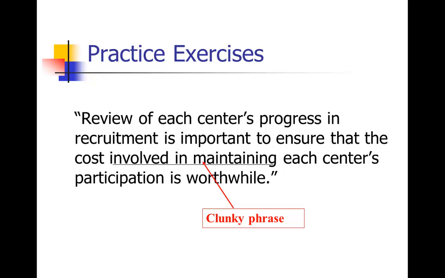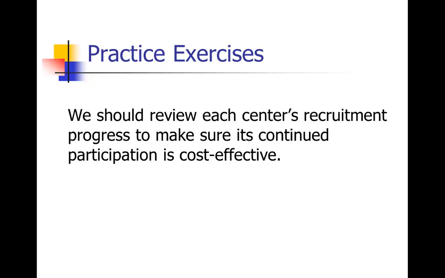We get some clunky writing in here, like "involved in maintaining." That's a little bit clunky, right? So we can edit this sentence by, again, taking that review and turning it into a verb: we review. And actually what I did with this one was, we've got this "review is important." So instead of saying "the review is important to do," I said we should review each center's recruitment progress to make sure its continued participation is cost effective.